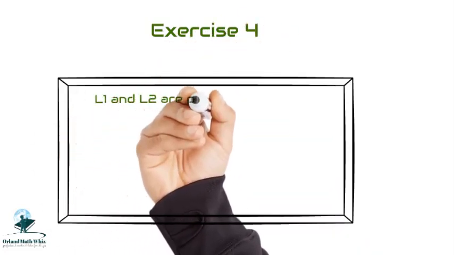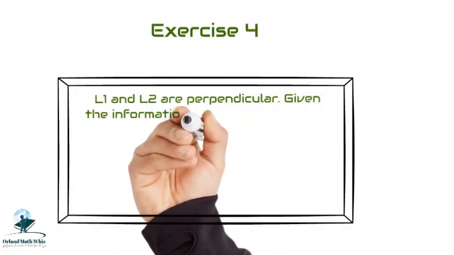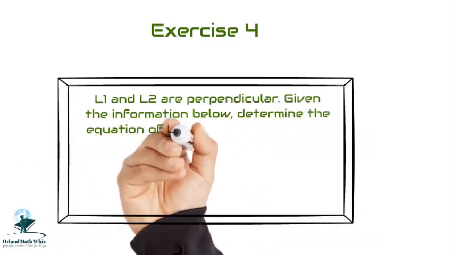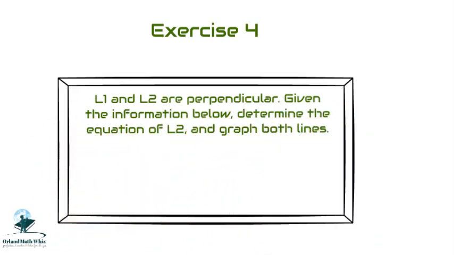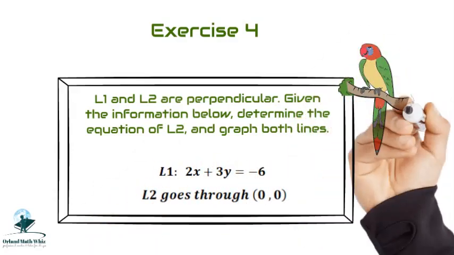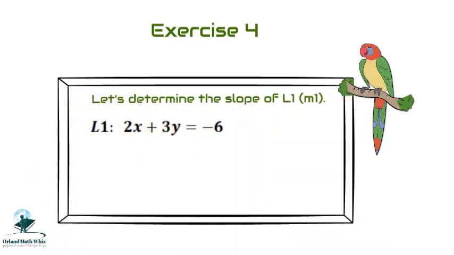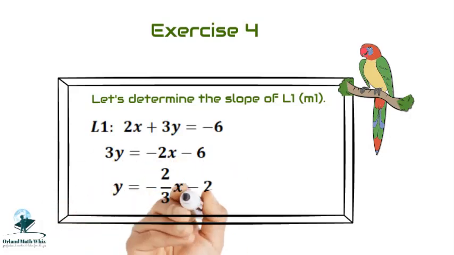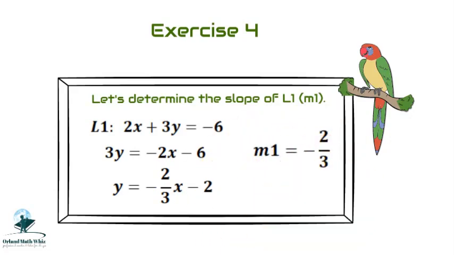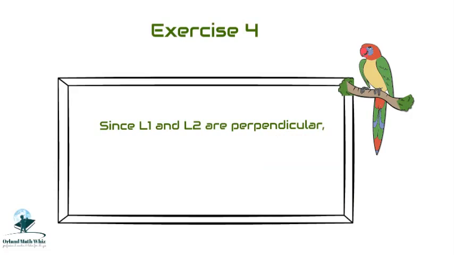Exercise 4. L1 and L2 are perpendicular. Given the information below, determine the equation of L2 and graph both lines. L1: 2x plus 3y equals -6. L2 goes through (0, 0). Let's determine the slope of L1. Subtracting 2x from both sides, we get 3y equals -2x minus 6. Dividing both sides by 3, we get y equals -2/3 x minus 2. m1 equals -2/3. Since L1 and L2 are perpendicular, m2 equals 3/2.